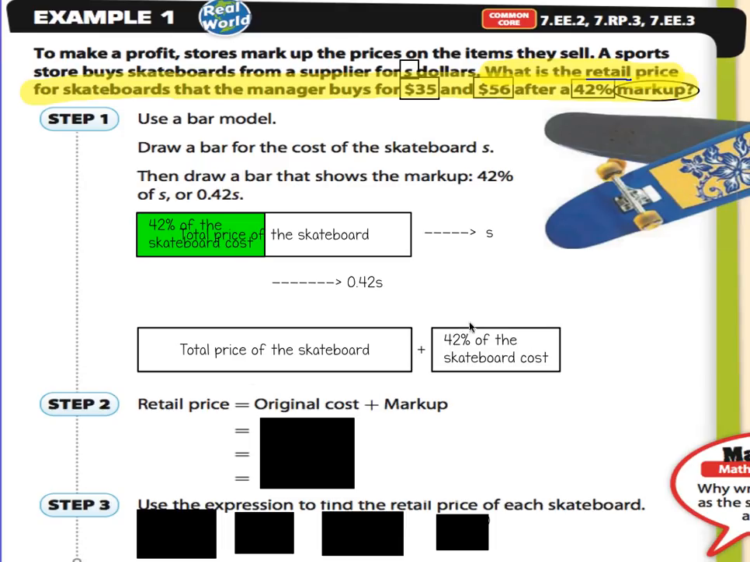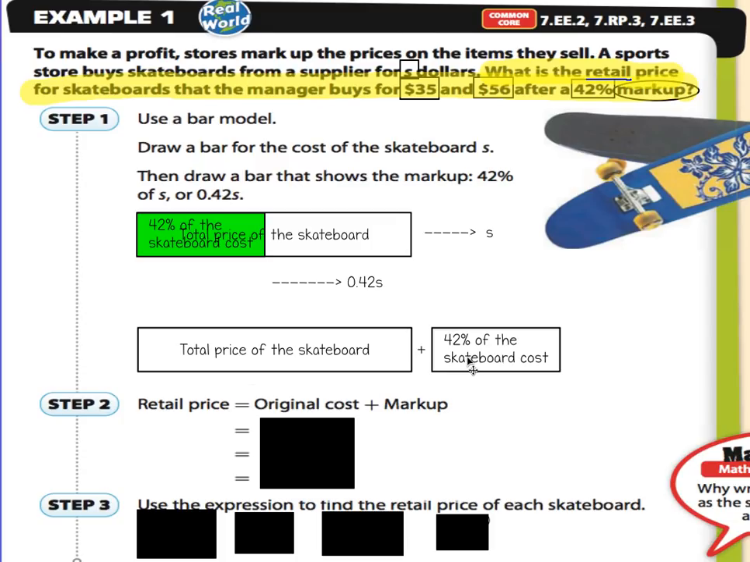So this price of the skateboard is what the manager had to give to another company. And this piece right here is the extra that he's charging us as consumers, so he or she gets to keep that. Okay, so he's going to add that to his cost to make the retail cost.